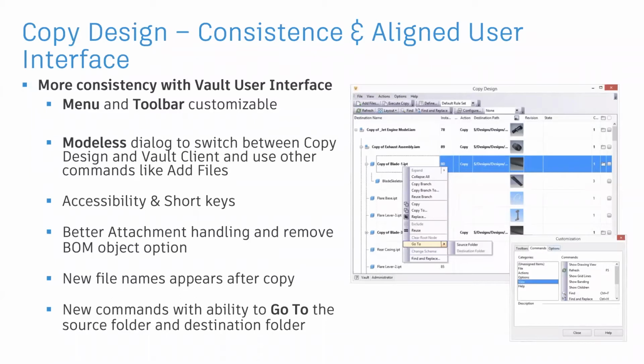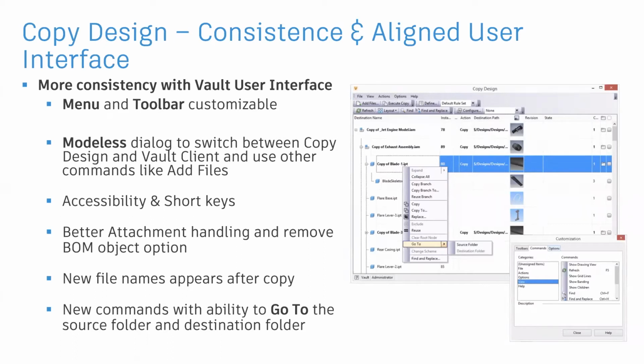Other things we've enhanced here are accessibility and shortcut keys that were missing before. Better attachment handling: if you are familiar with the old copy design, or the copy design that exists inside Vault Basic, we've added a folder that shows your documentation files, your IDWs or DWGs associated with your parent file. We added a remove bound object option. This is the ability to assign an item to a newly copied assembly or parts. The reason you want to remove those is they're not completely up to date from the copy operation. You need to open them inside Inventor to get them up to date with all of the changes that you've made through the copy design operation before you assign them to an item.